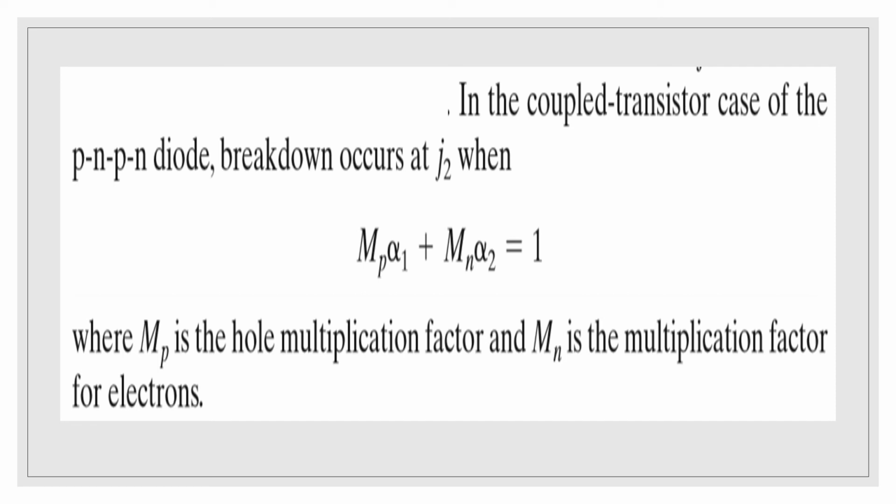of the PNPN diode. Breakdown occurs at J2 when MP alpha 1 is equal to Mn alpha 2 is equal to 1, where MP is the hole multiplication factor and Mn is the multiplication factor of electrons. So this sum should be equal to 1.